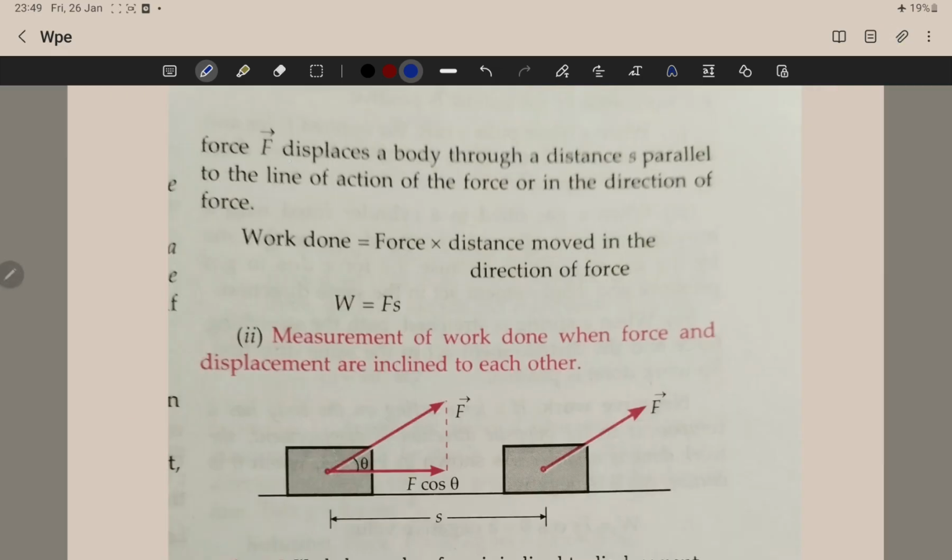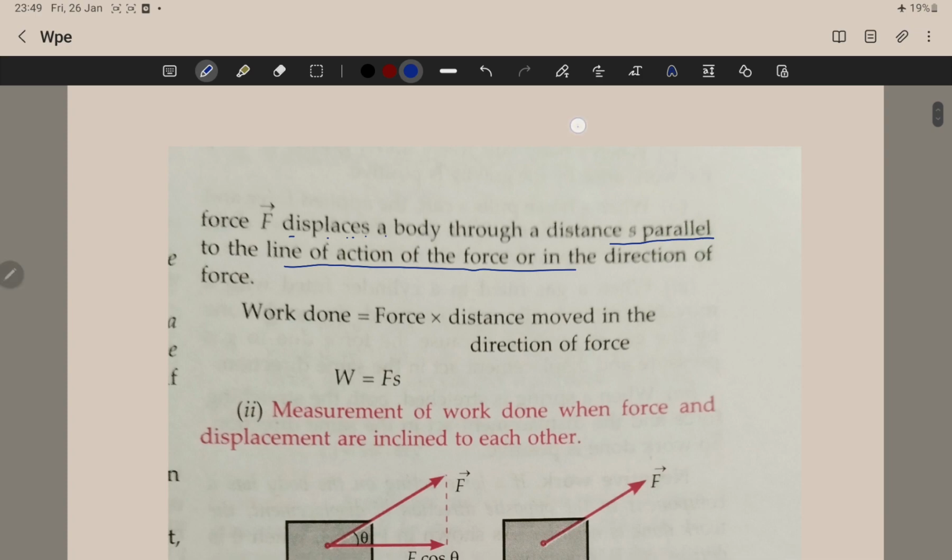Okay, so here it is written, when a force F vector displaces a body through a distance parallel to the line of action of the force. What do you mean by line of action? When we apply the force, this total direction is called the line of action of force. So this is the line of action of force.